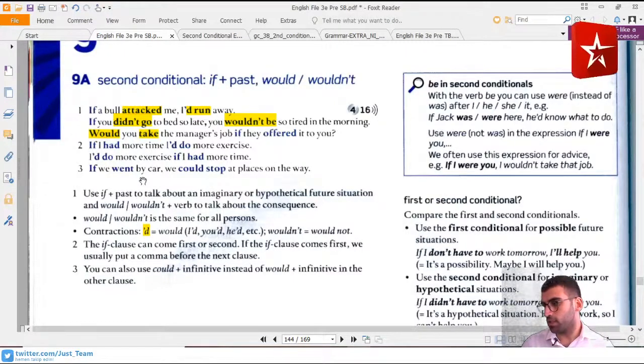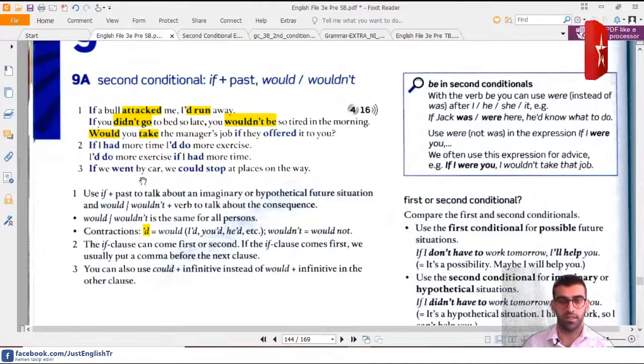Sela says she could be happy if she had a job new. Yes, she could be happier if she had a new job. Yes, that is the correct answer. If she had a new job, she could be happier. Thank you, Sula. If Jack was here, he would know what to do.